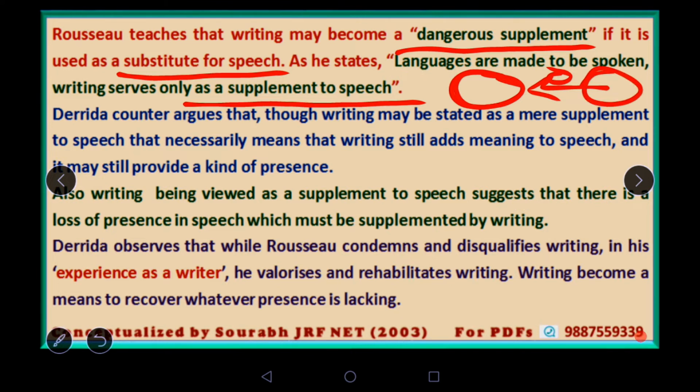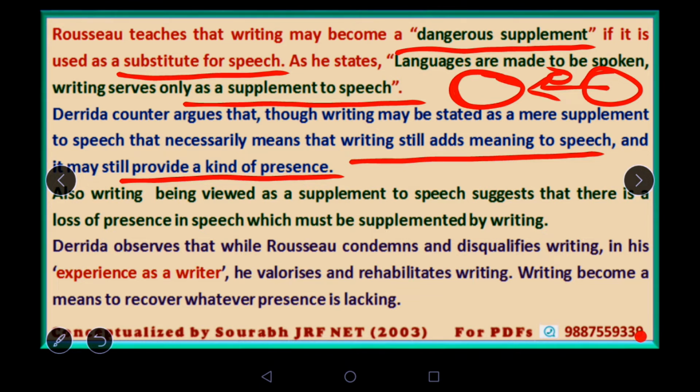लेकिन Derrida counter-argues that writing may be stated as mere supplement to speech. लेकिन this means writing still adds meaning to the speech and it may still provide a kind of presence. If a speech is complete in itself, then what is the need of writing? Supplement की जरूरत ही क्यों पड़ी?